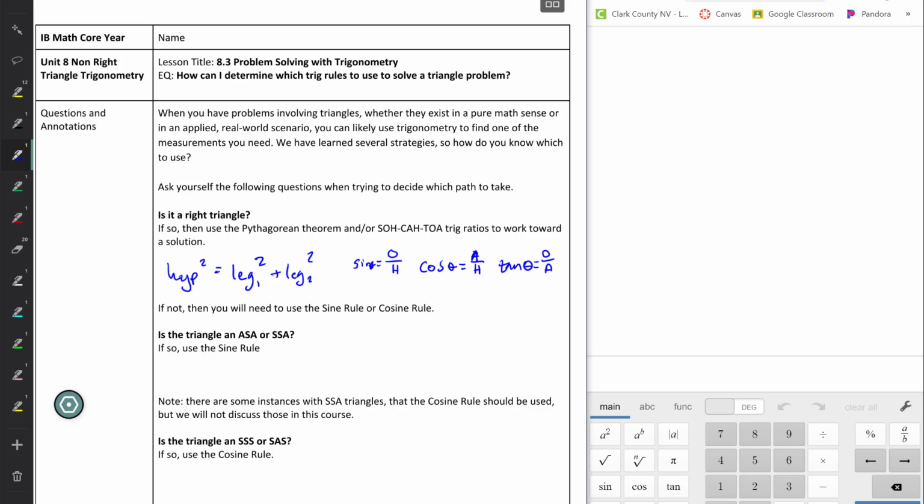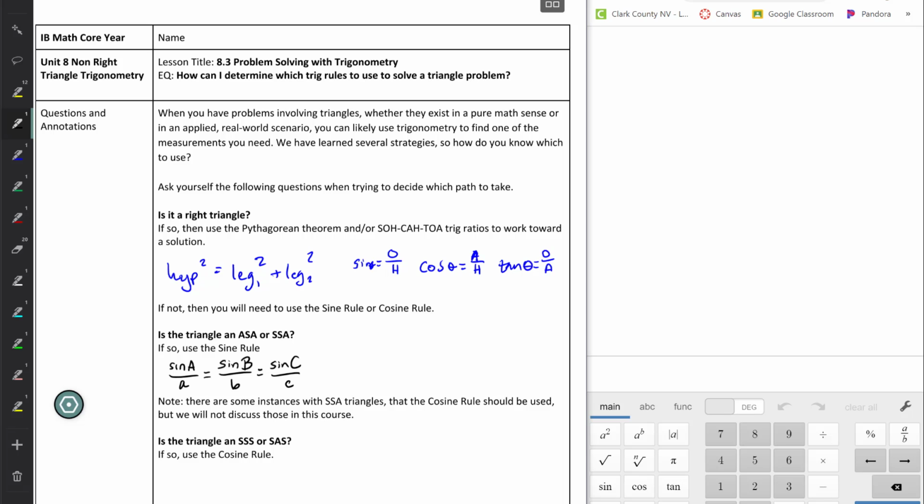The first thing that you can look for is: is the triangle an ASA or an SSA, meaning two angles with an included side, or is it two sides and then an angle? And if so, you can use the sine rule. Now, hopefully you can remember that the sine rule is going to be set up to where you have the sine of one of its angles over its corresponding side pair is going to be equal to another ratio of the sine of an angle over its corresponding pair. Now, it doesn't matter which pair that you use, so you just have to pick which ones are your corresponding side and angle pairs to work with.